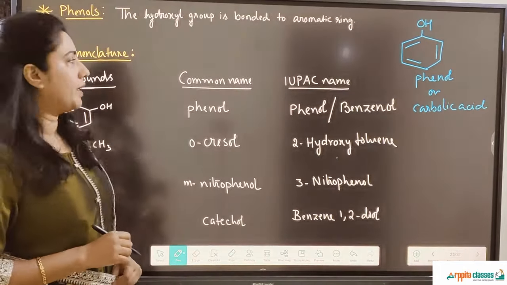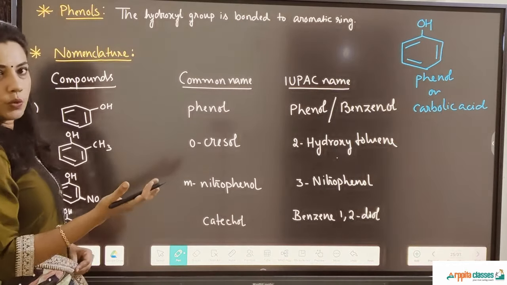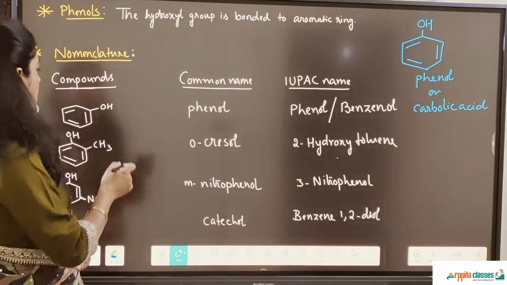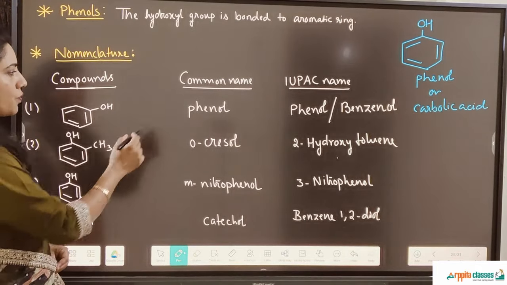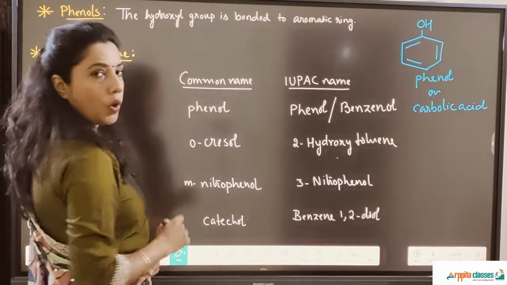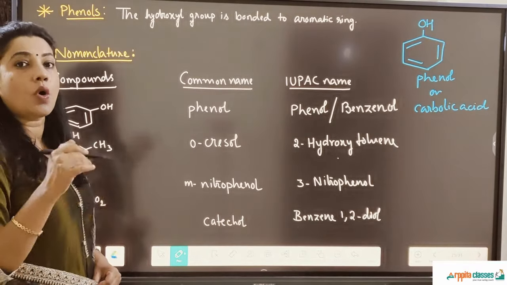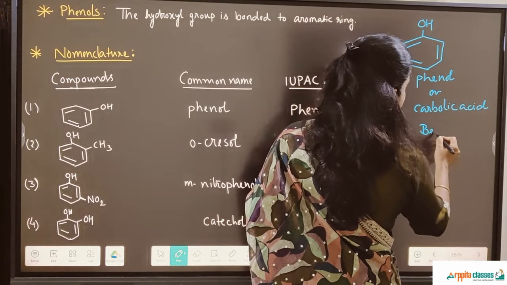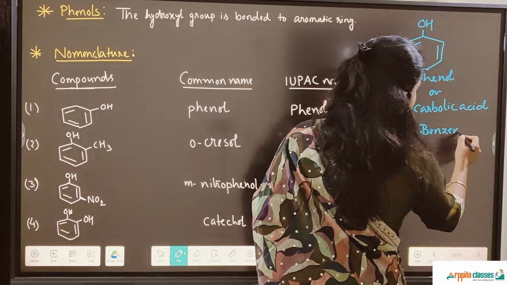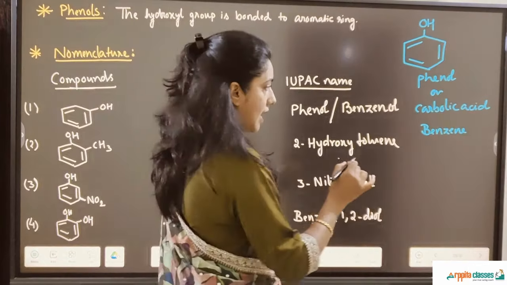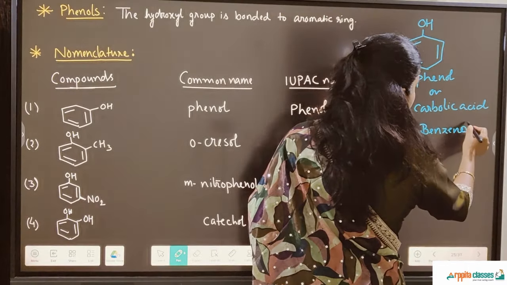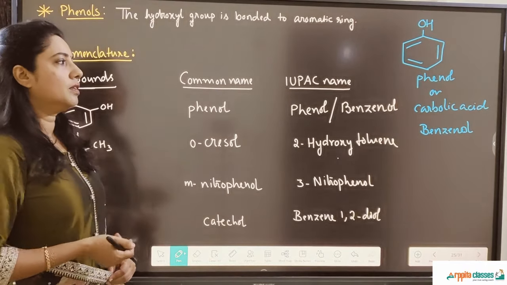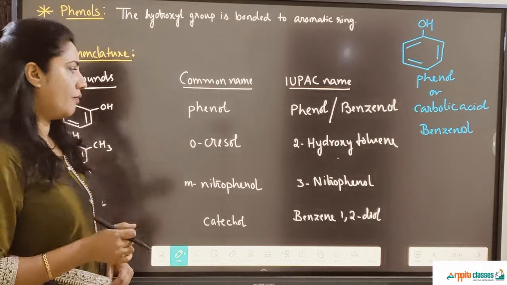Now let's come to the nomenclature. We always give the trivial name or common name and the IUPAC name. The first compound which I showed you is phenol. It is also called benzene ol, because ol is attached to benzene. The E will not be there at the end because we start with ol. So it is benzene ol. But it is more famous as phenol, so we will call it phenol.